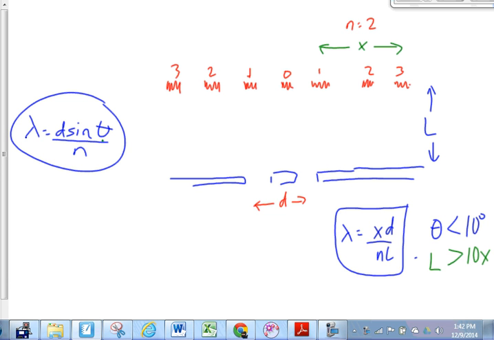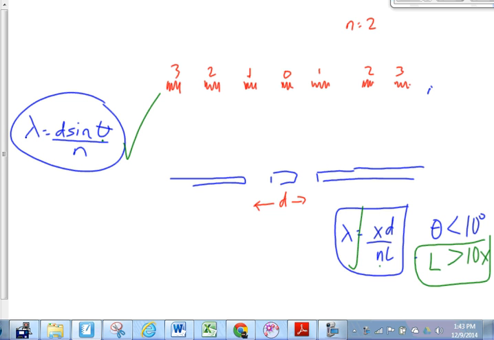Every time you want to use this equation, I want you to go through this test. Is L greater than 10 times x? If it is, great, use the equation. If it isn't, well, you better get theta so that you can use this equation. How are we going to get theta?